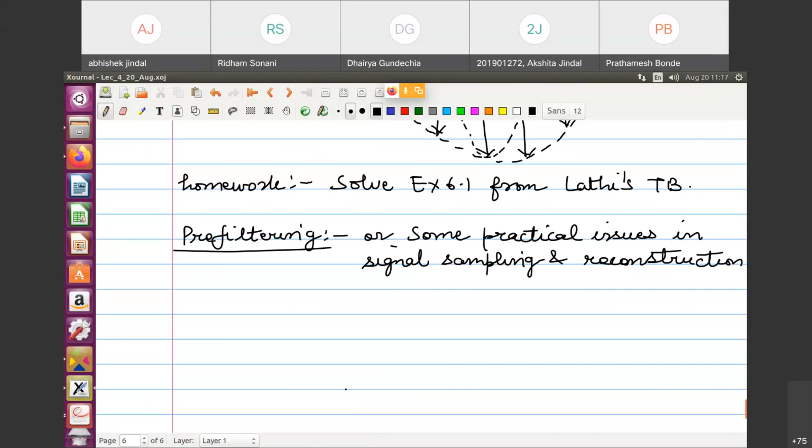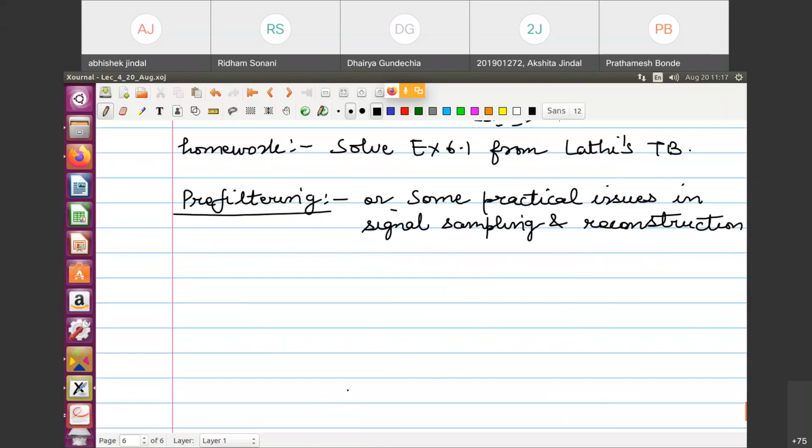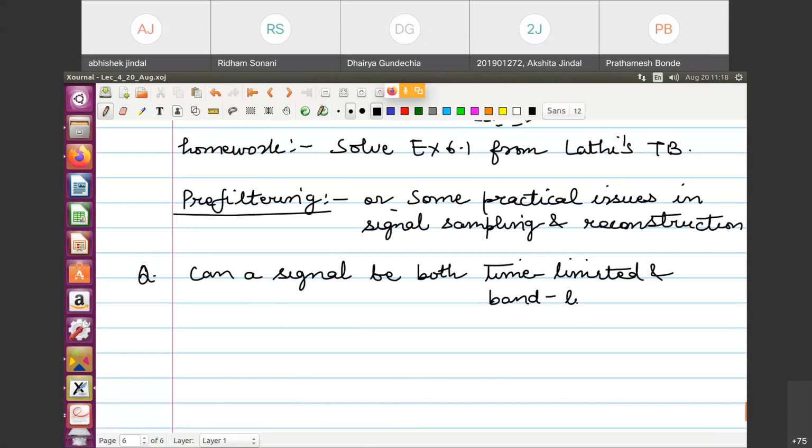For that, one very good thing to discuss is, can a signal, so question, can a signal be both time limited and band limited? Is it possible? Means any signal which is limited in time and also limited in band? The answer is no, but we will see how.